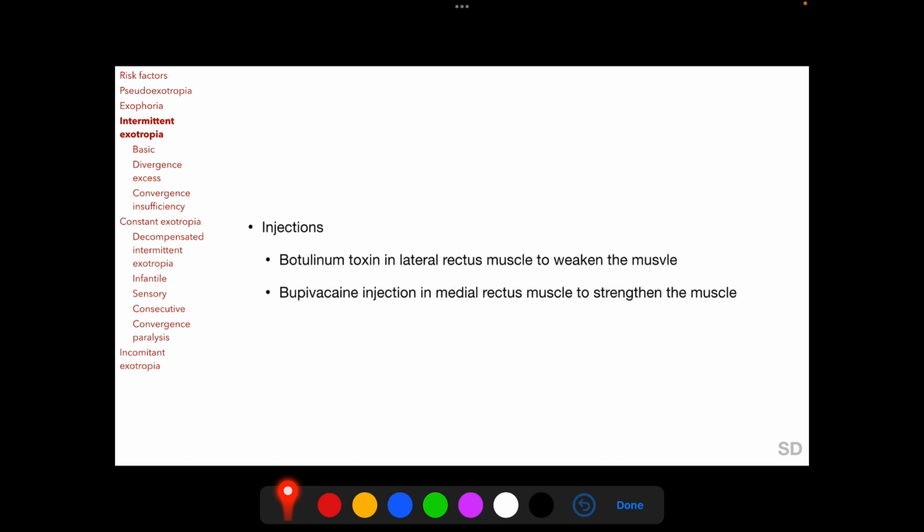Apart from surgery, injections can be given to the horizontal rectus muscles to control exotropia. Botulinum toxin can be given to the lateral rectus muscle to weaken that muscle, and bupivacaine injection can be given to the medial rectus muscle to strengthen that muscle.